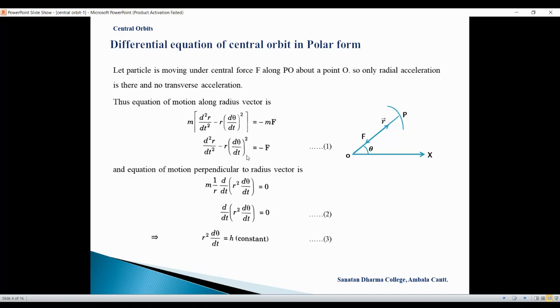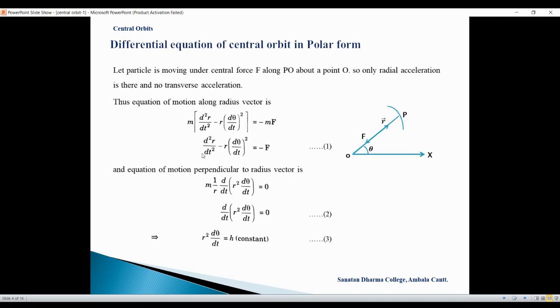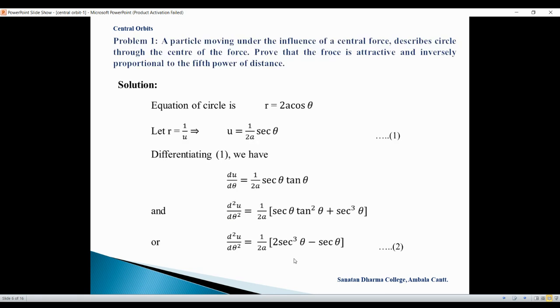Now we'll use equation number 1. So substituting value of this from equation number 3 and this double derivative in equation number 1, we will get this result. And after simplifying, we have this one, which is differential equation in polar form. d square u over d theta square plus u is equal to f over h square u square. And this differential equation is very important for our numerical problems.